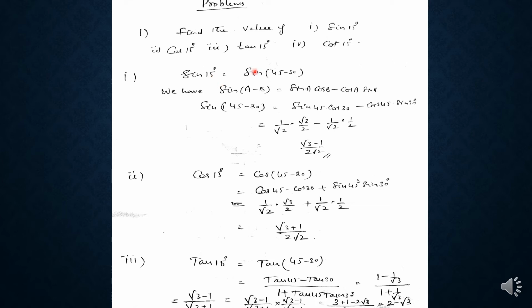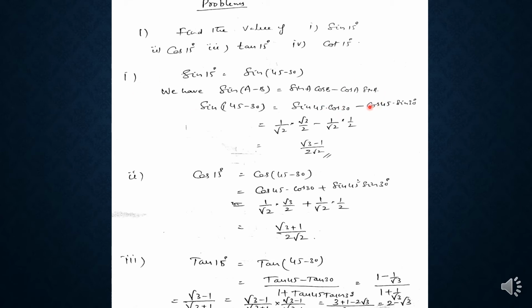So sin of this 15 degrees can be written as 45 minus 30. Imagine that this is in the form of sin of a minus b, where a is equal to 45 and b is equal to 30. So what is sin of a minus b? We have the formula sin a into cos b minus cos a into sin b. Now by substituting a is equal to 45 and b is equal to 30, this can be written as sin 45 into cos 30 minus cos 45 into sin 30.